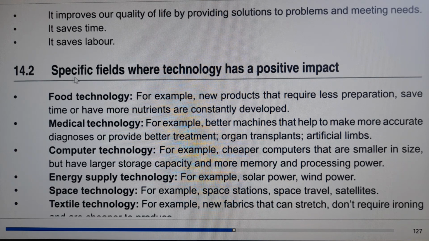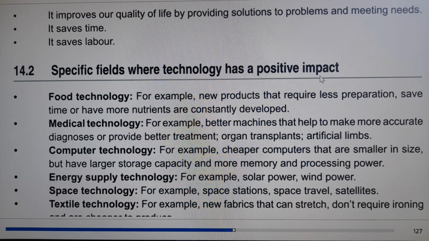Number two, technology has positive impact in medical technology. For example, better machines that help to make more accurate diagnosis or provide better treatment, organ transplant, and artificial limbs. So we know now if somebody's hand is broken and it has to be cut off, they can make an artificial hand or arm for that person. That is all because of technology. So technology has a positive impact also in medical technology.